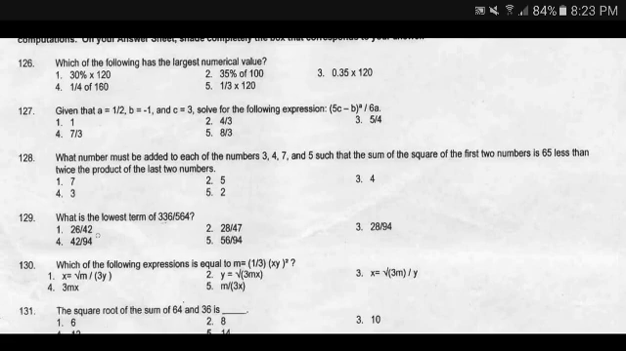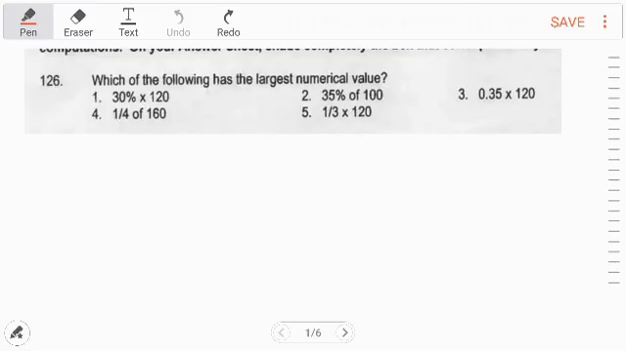Ilan ito? 1, 2, 3, 4, 5, 6. Itong 6, kung paano ito sagutan. Kung sino man sa inyo ang may answer key nito, just comment below kung tama ba lahat ang sagot ko. Let's do question number 126 dito. Which of the following has the largest numerical value?